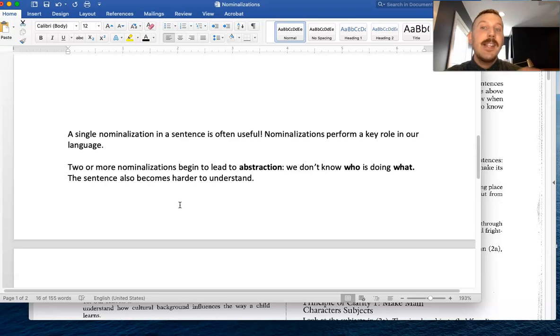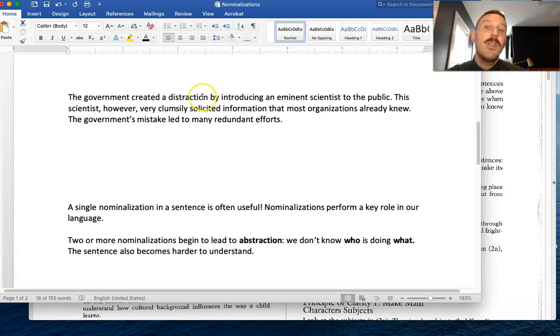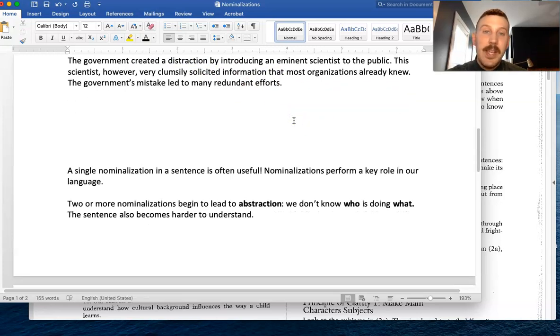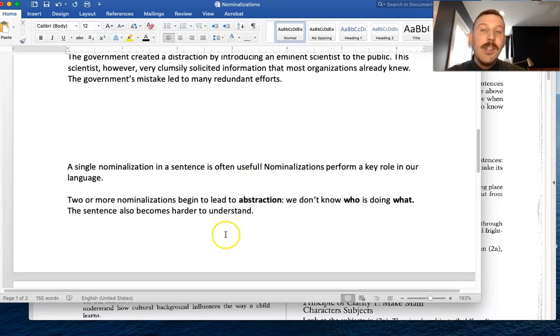So let me reiterate that a single nominalization in a sentence is often very useful. Like above, we used the word distraction. That was really useful here. Nominalizations perform a key role in our language. Once those nominalizations start to pile up, it leads to abstraction. We don't know who is doing what, and that makes the sentence harder to understand, because believe it or not, as smart as any of us are, our brains still like to hear stories that have clear characters and actions. When we remove all of those things, it's much more difficult for our brain to grasp on to a concept.